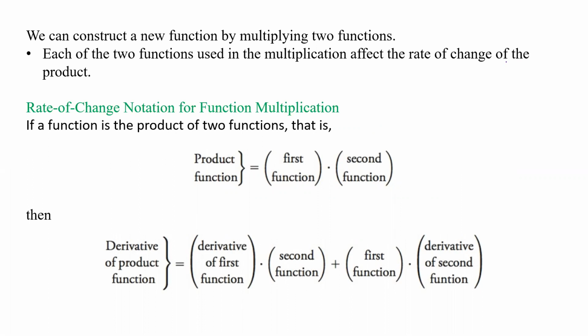the overall product. Okay, so we're going to have a rate of change notation for function multiplication. So we're going to have basically a new derivative we can look at. If we have a product, our first function times our second function, then the derivative of that product is going to be the derivative of the first function times the second function plus the first function times the derivative of the second function.